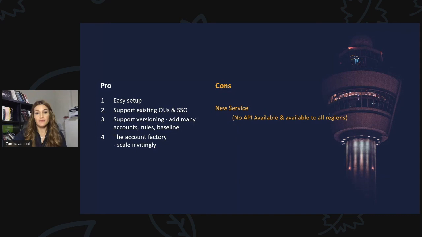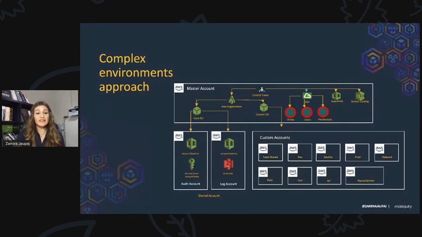Let's say you have some baseline and you want to add some new feature, you can apply it as many times as you want, and the accounts can scale. You can add thousands of accounts now, and you can remove them in just 1 minute. As you know, this service is completely new, launched in 2019. Some cons are that there is no API available right now, and it is not available in all regions. And this is the last slide that I have for today.